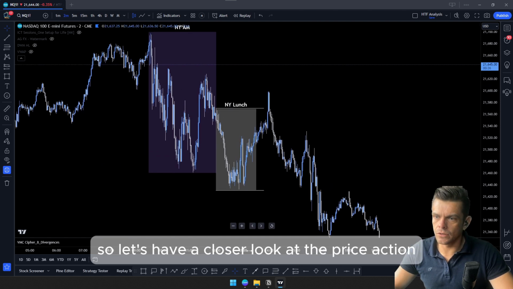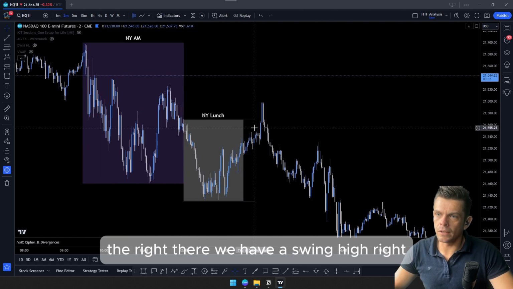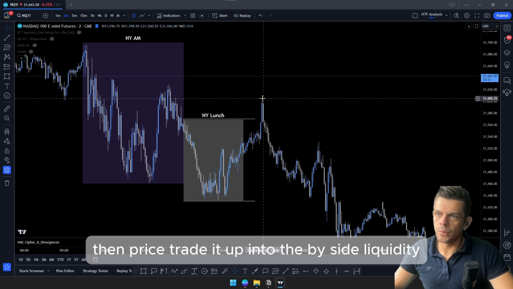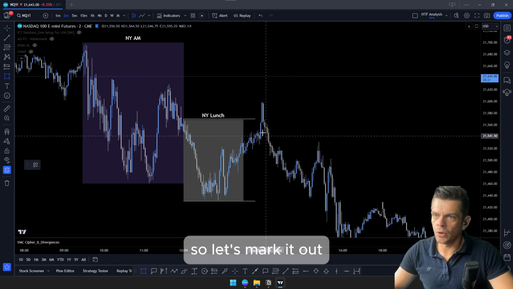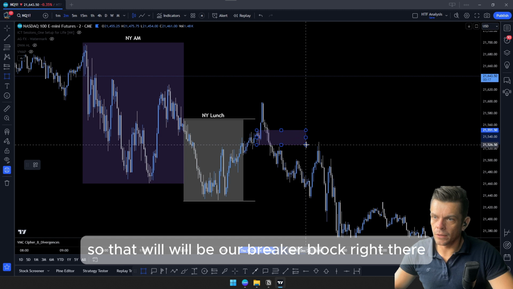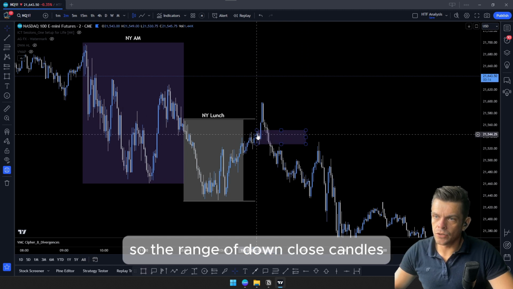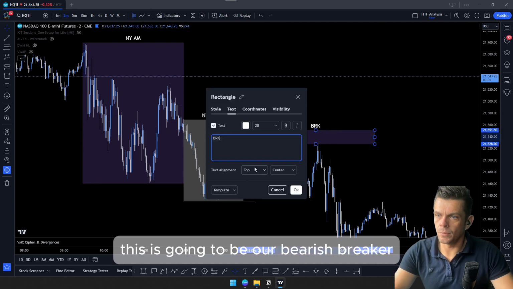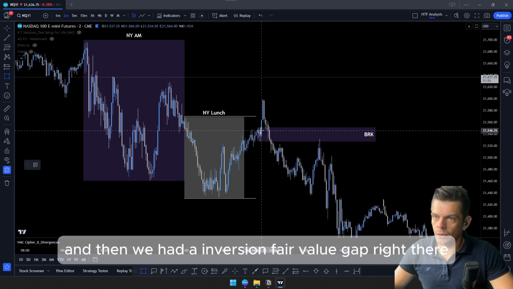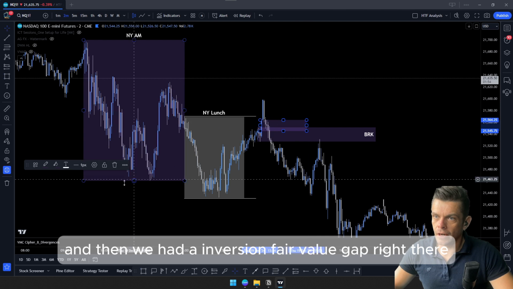So let's have a closer look at the price action. Right there, we have a swing high. Then price traded up into the buy side liquidity and then broke down. So let's mark it out. That will be our breaker block right there, the range of down close candles right before the manipulation leg. This is going to be our bearish breaker. And then we had an inversion fair value gap right there.